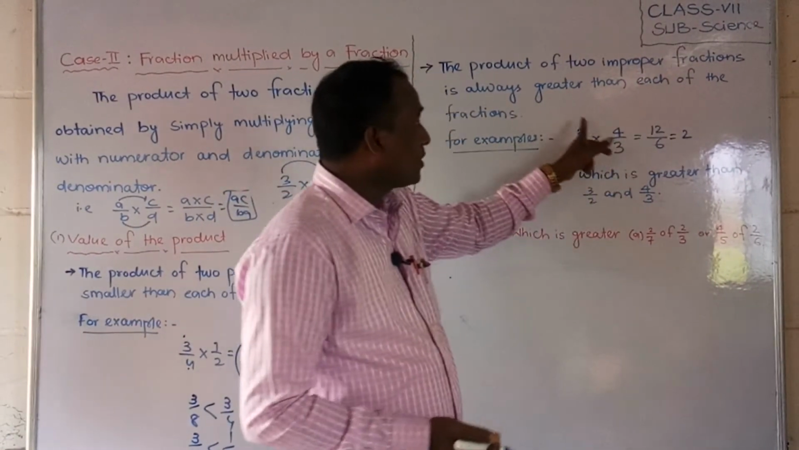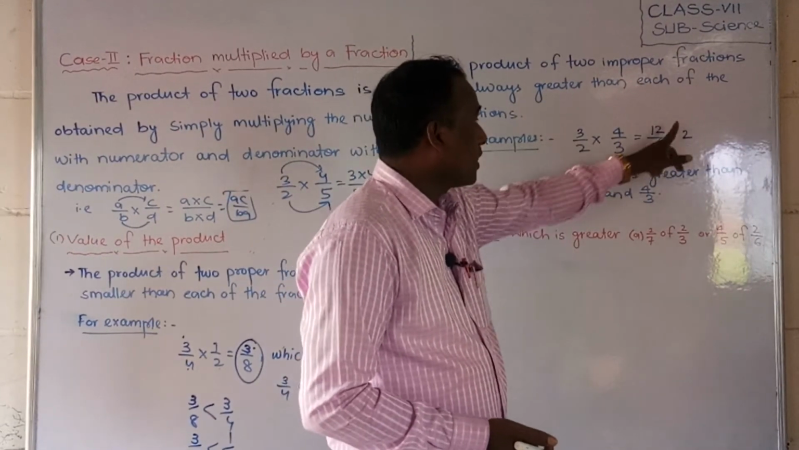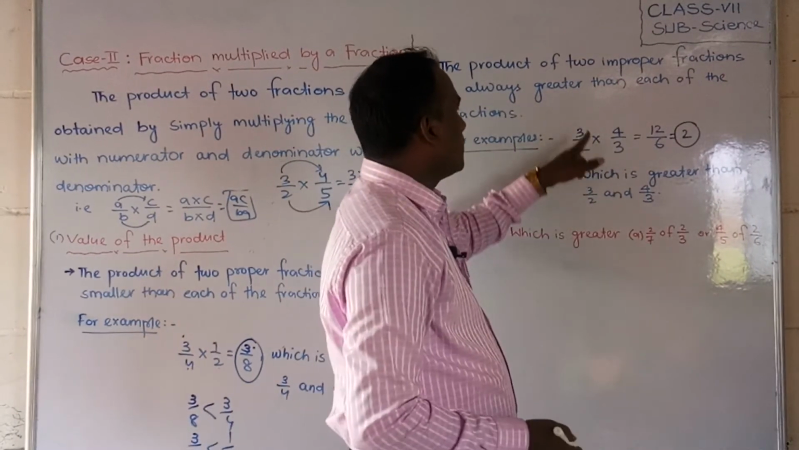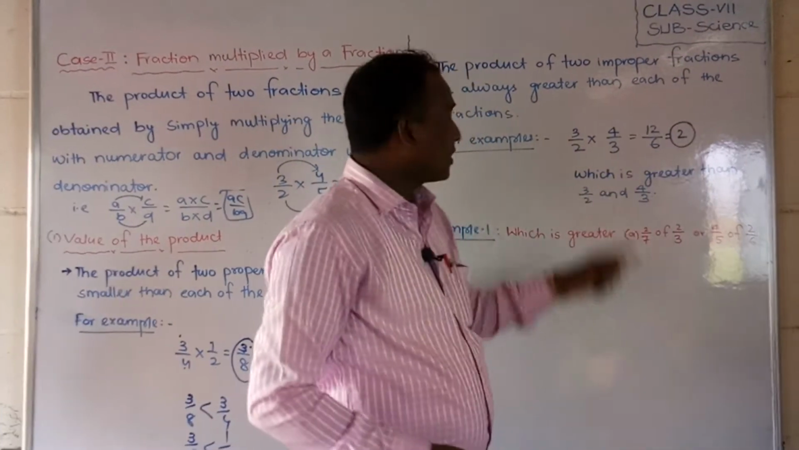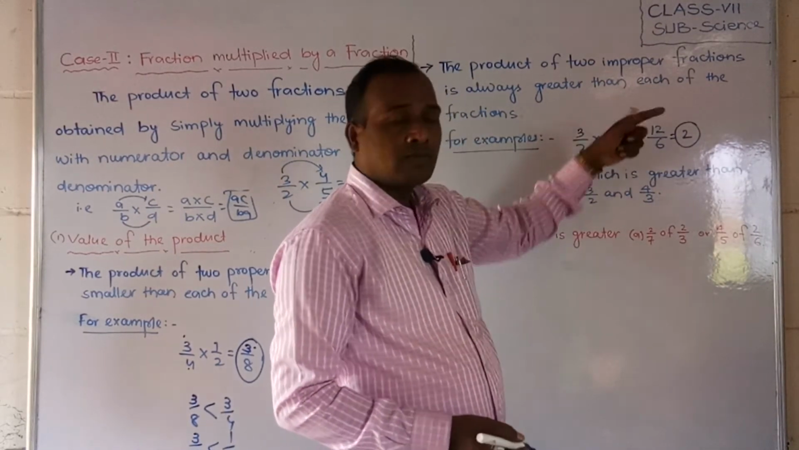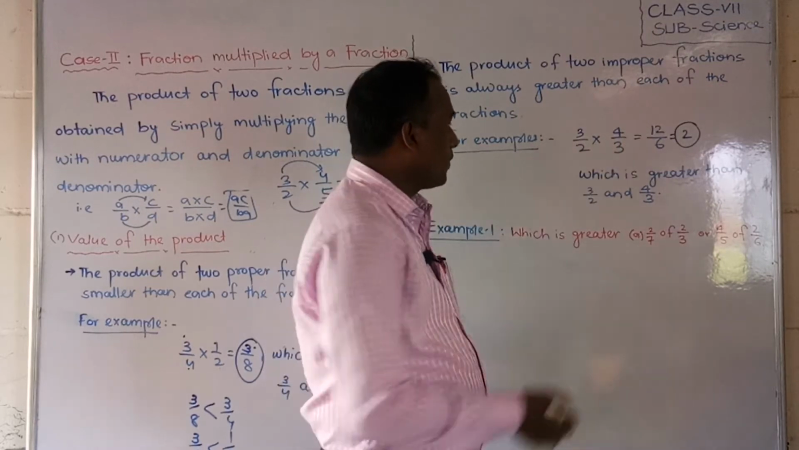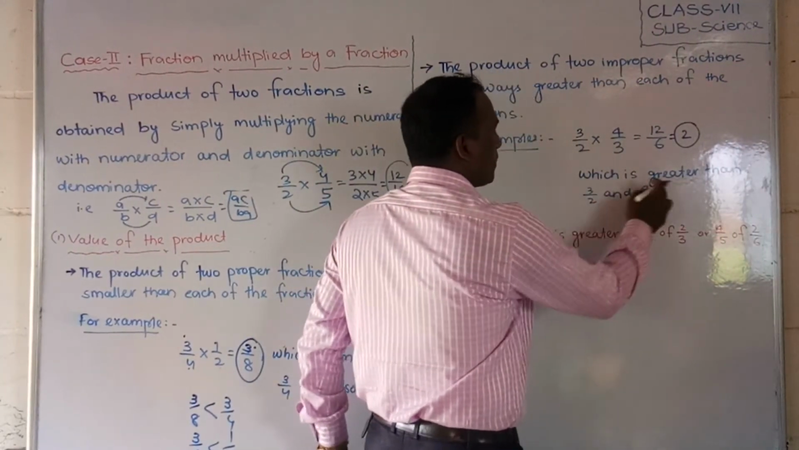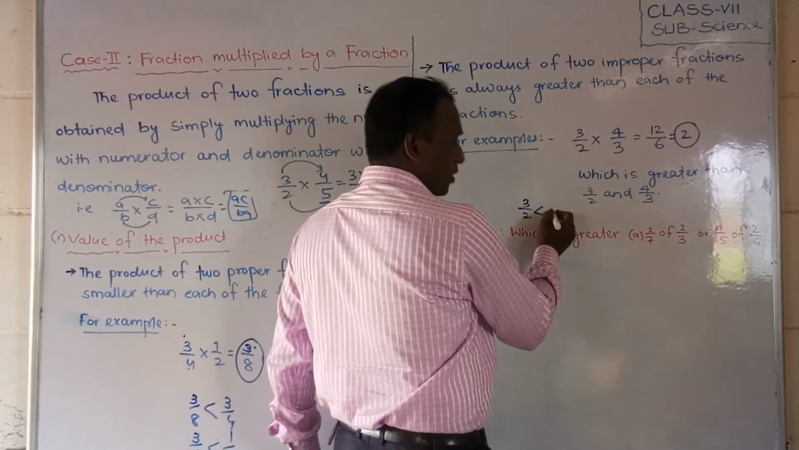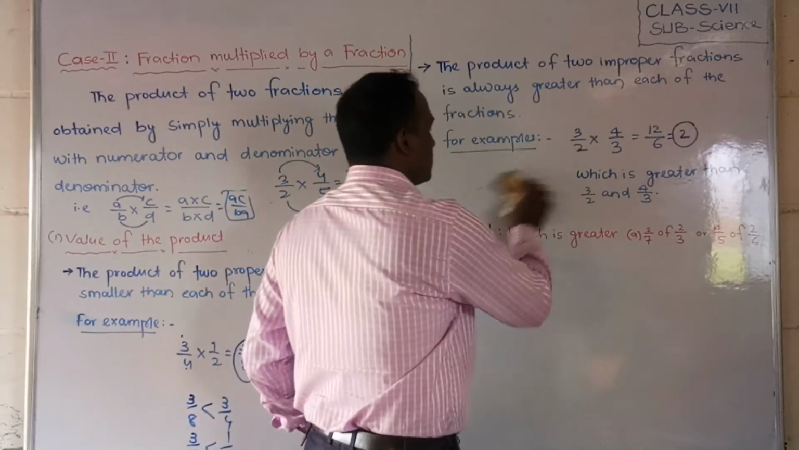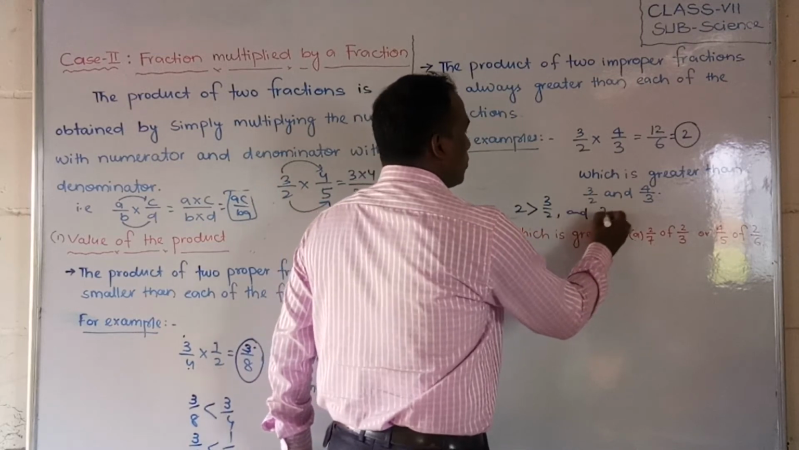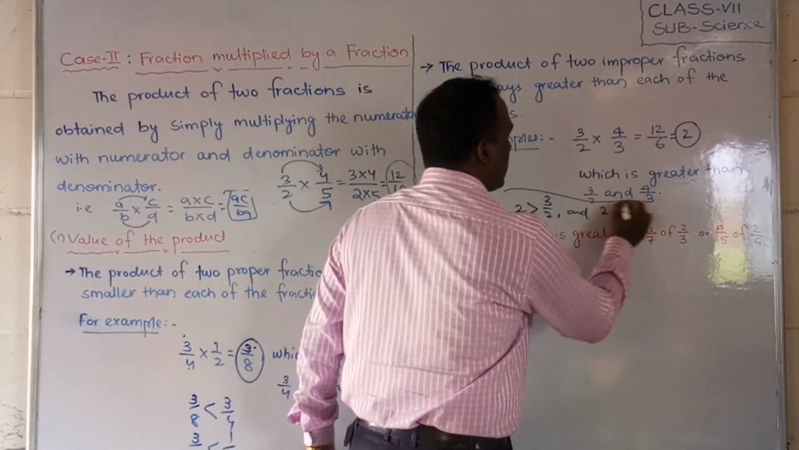So whenever we are multiplying, 3 fours are 12, 2 threes are 6. If you cancel, you will get the simplest form, which is 2. Now if you compare 3 by 2 and 2, the 2 is greater, because this is 1.5 and this is 2. And 4 by 3 is also 1 point something, so it is less than 2. So we can say 2 is greater than 3 by 2 and 2 is greater than 4 by 3. So we will get a value like this.